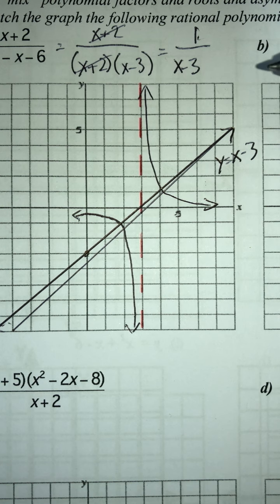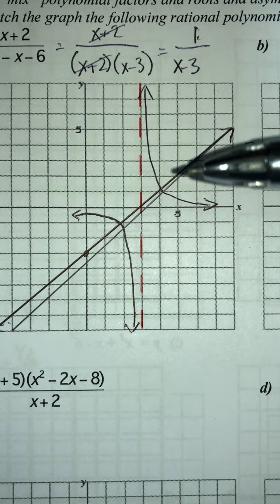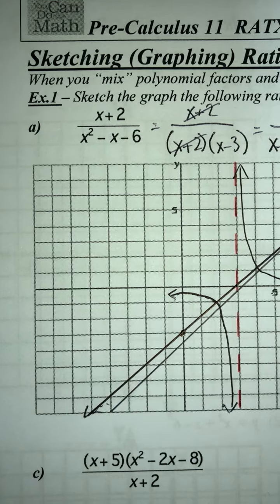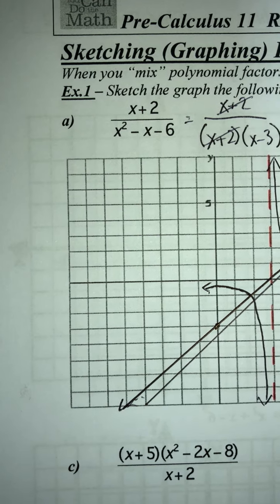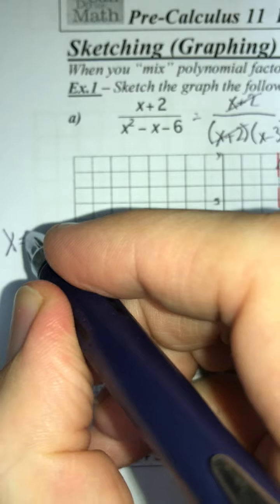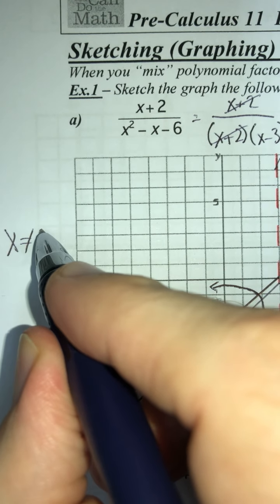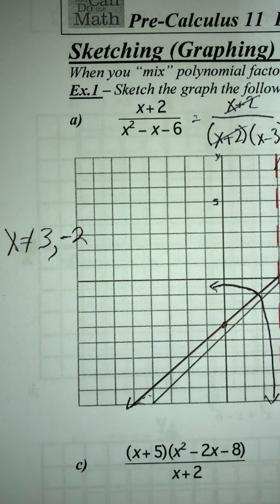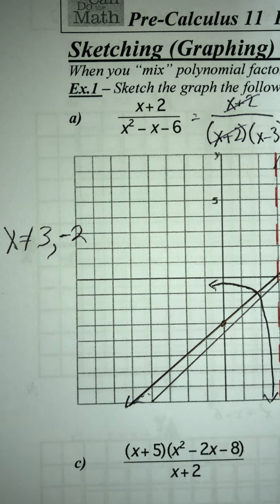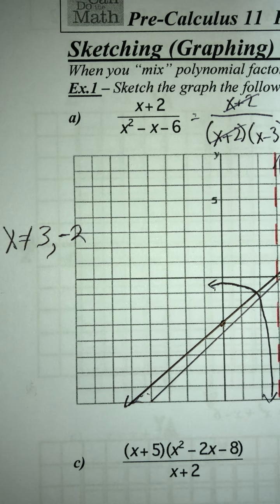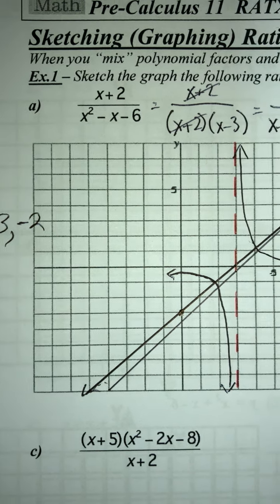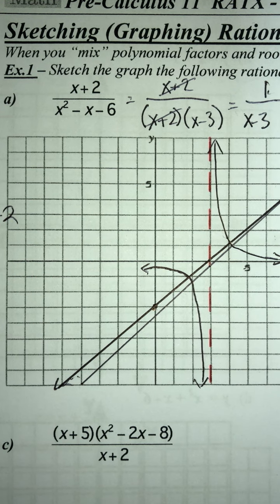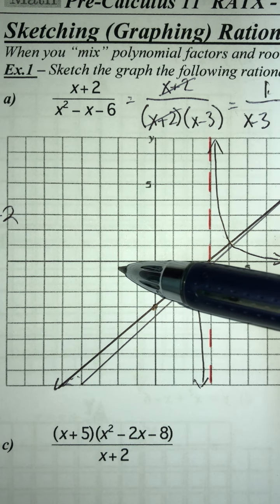Now the problem with this is I actually have some other restrictions in here. If I look at my original function, what are my restrictions for this? So I've got that x cannot equal 3, and I have x cannot equal negative 2. I've got two restrictions. My asymptote is at x equals 3, but what happens at x equals negative 2? So if I look at this, where is my negative 2? So it's way over here.